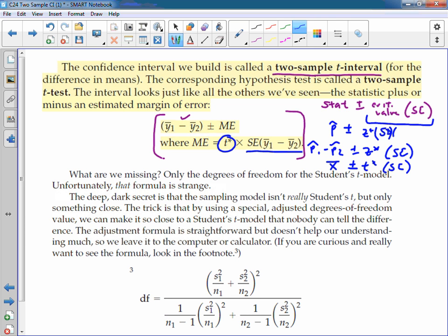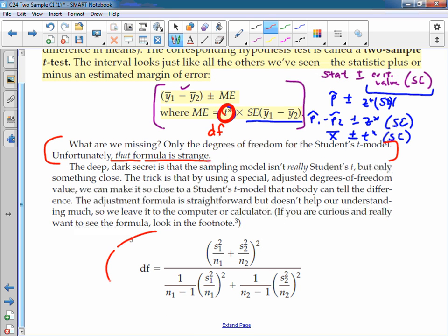Now, if you are using t star, what do you need? If you're trying to find that, you have to use inverse t, so what are you going to need? You're going to need degrees of freedom. All right? Unfortunately, that formula is a disaster. In fact, the formula looks like this.